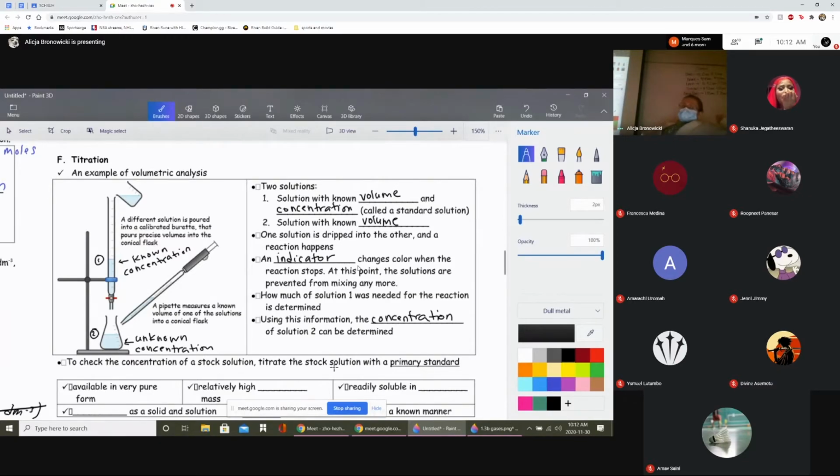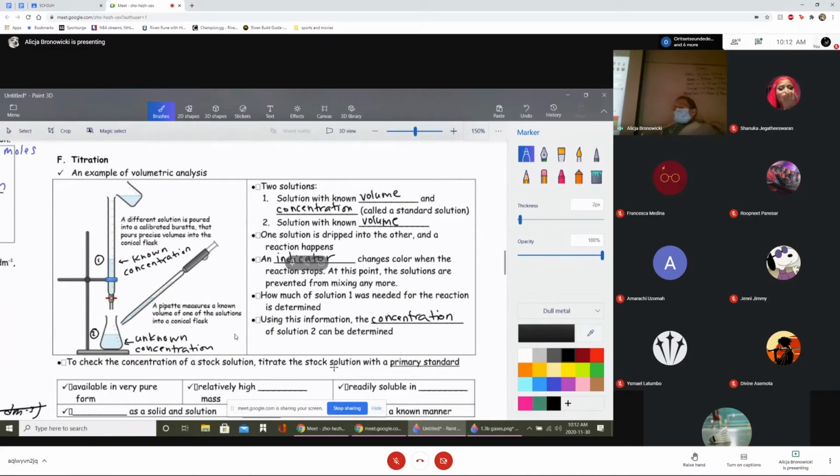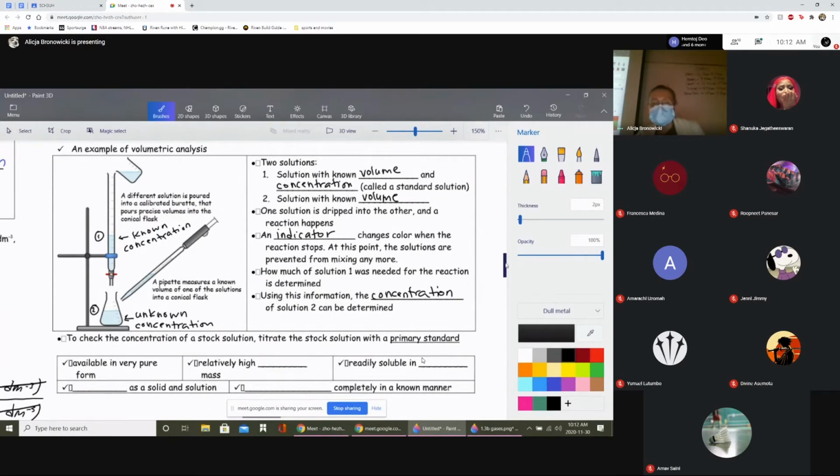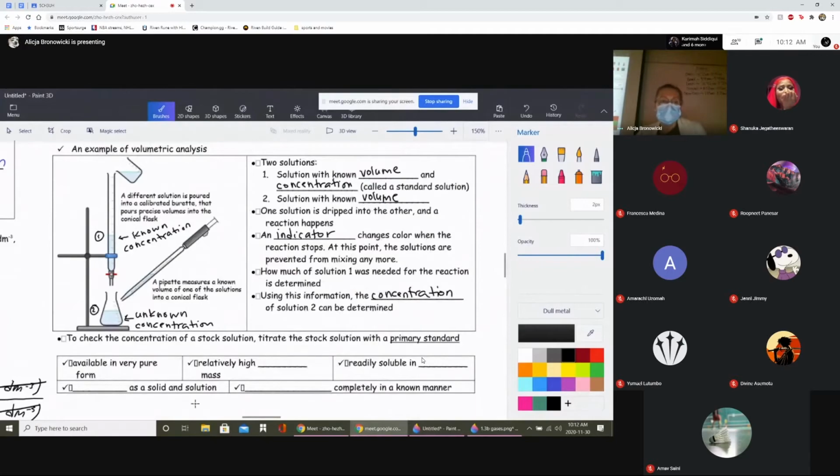Okie doke. Sorry, just stretching. Honestly, I'm so much better in the evening. If this was like 7 p.m. at night, I'd be totally awake. Okay, let's move that to the top.